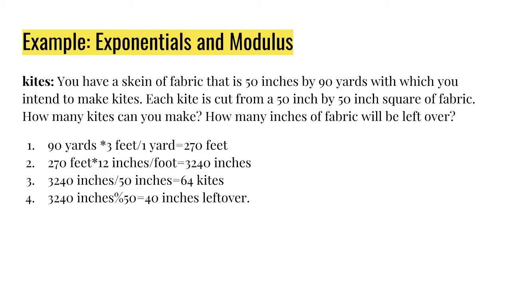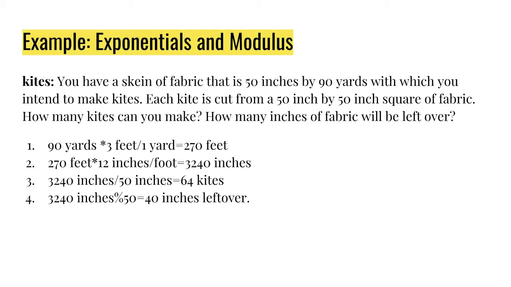First thing I want to do is convert from 90 yards to inches. So we've got 90 yards times 3 feet in 1 yard equals 270 feet. And then we have 270 feet times 12 inches in 1 foot gives us 3,240 inches. Okay, so that's the number of inches we've got to work with here.